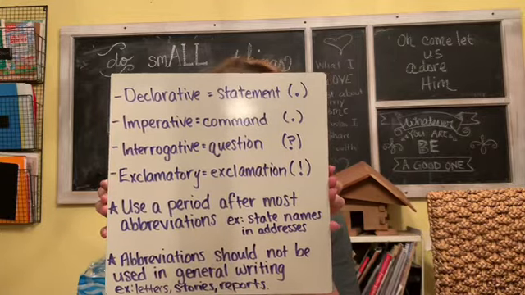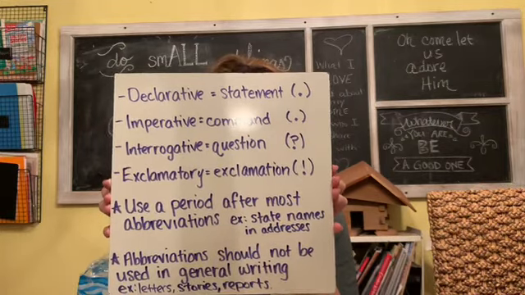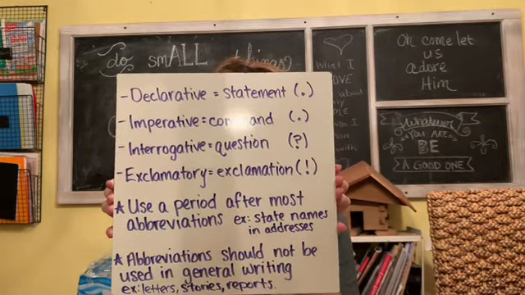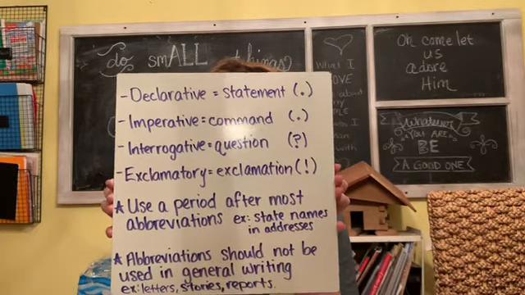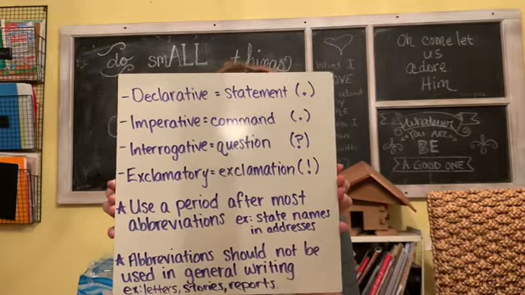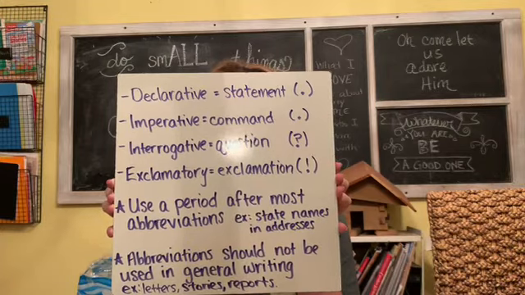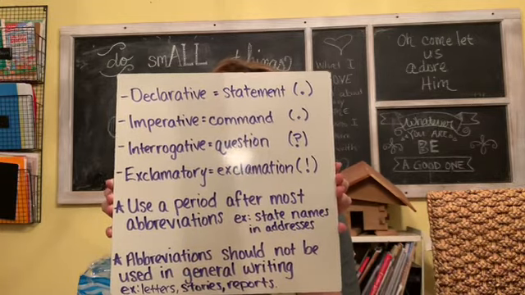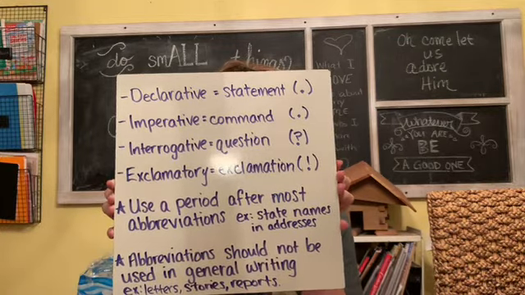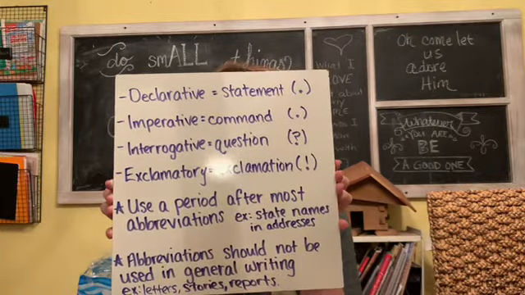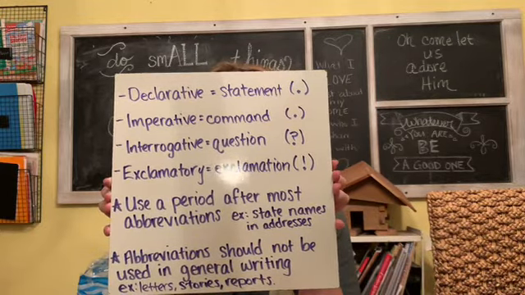Okay, all right. We are also going to use a period after most abbreviations. For example, when I have the name of a state in an address, if I'm addressing an envelope, then I'm going to use the state's abbreviation. Texas is abbreviated capital T, X, period. Okay? Every state has an abbreviation. So after most abbreviations, you are going to use a period.